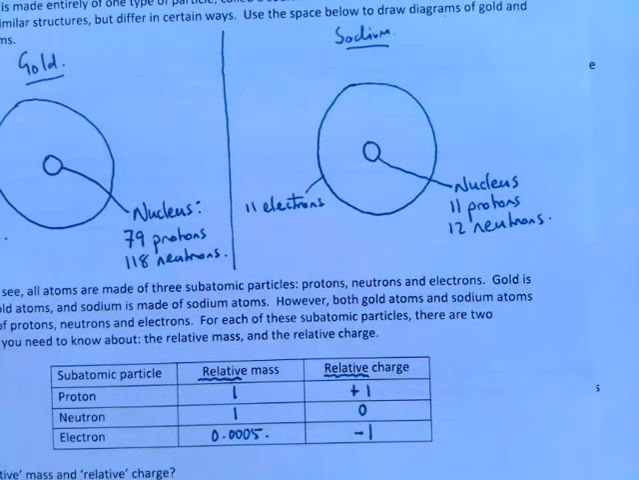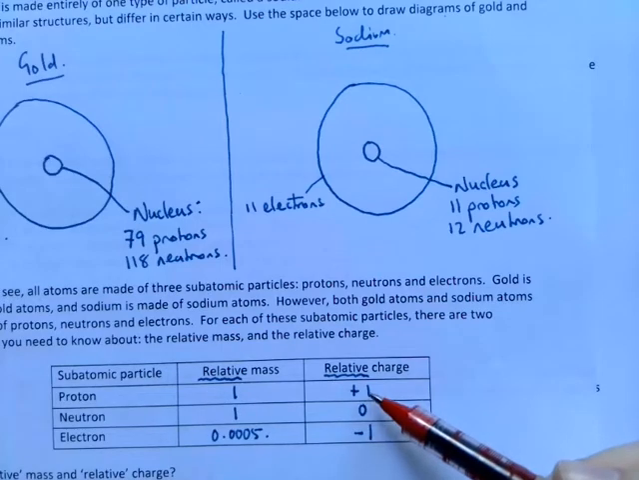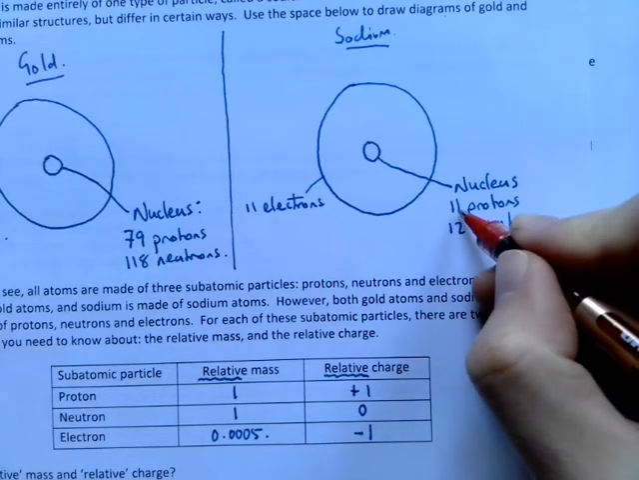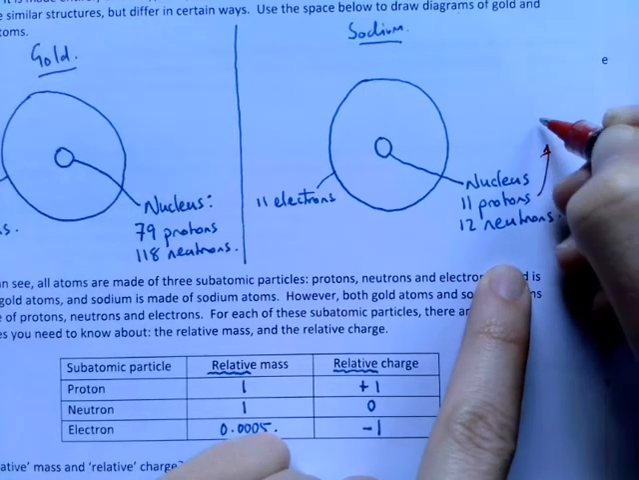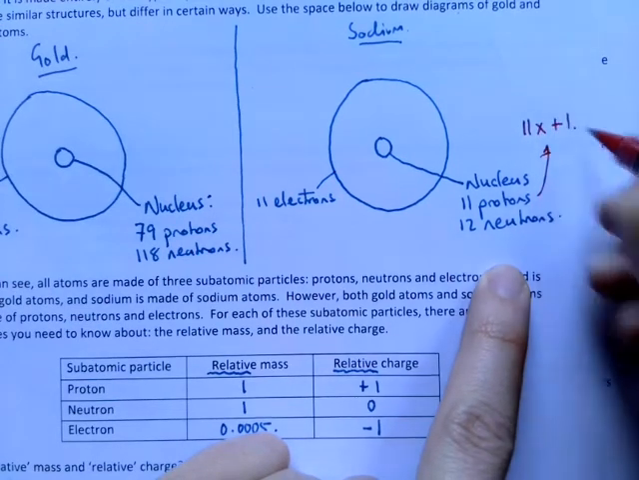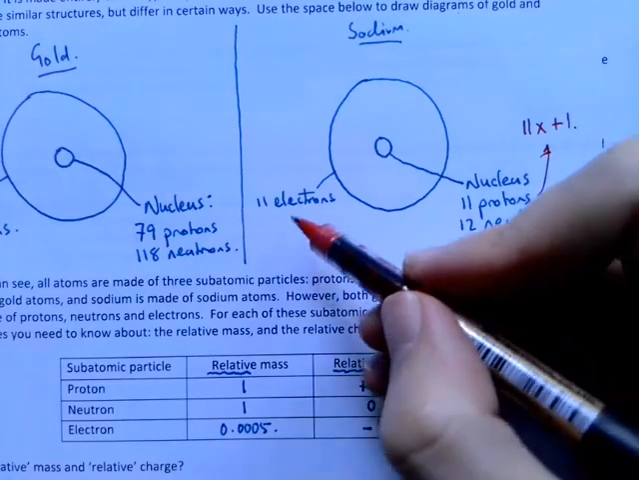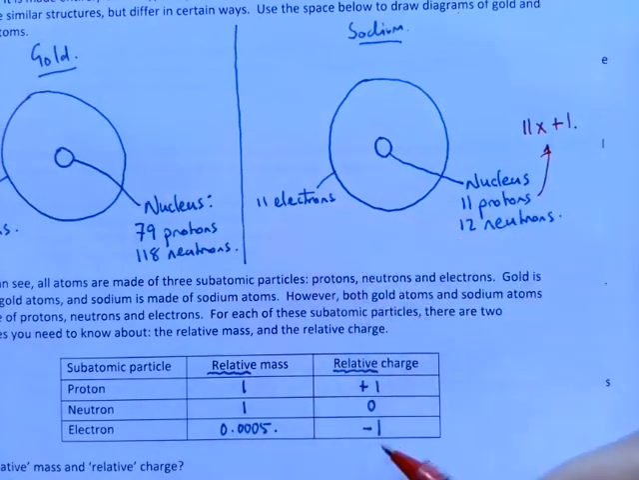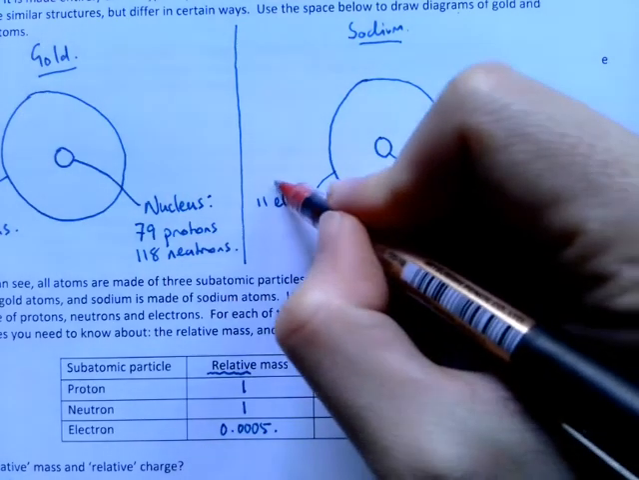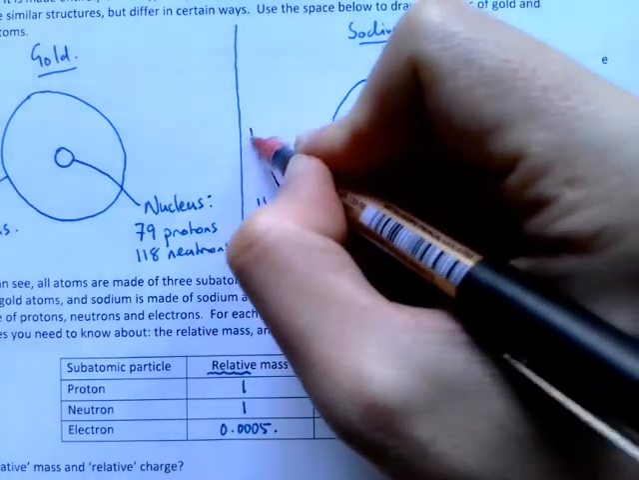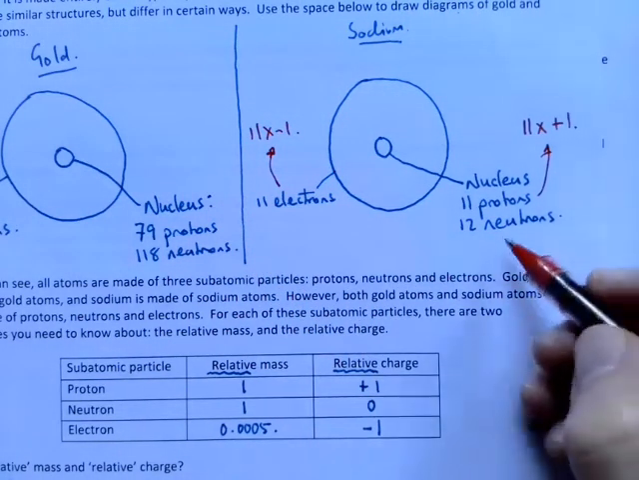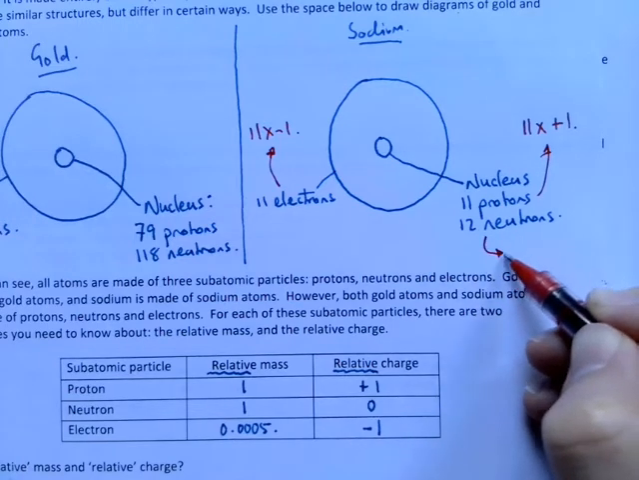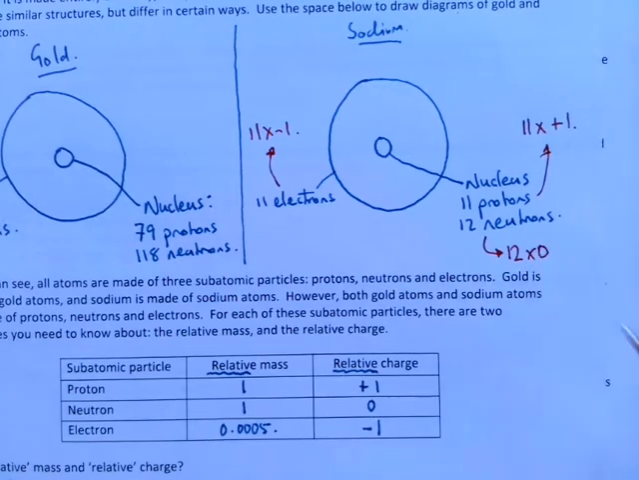What is the charge on a proton? Well, the charge on a proton is +1. So all these 11 protons are 11 times +1. And what's the charge on an electron? Charge on an electron is -1. So all of these electrons are 11 times -1. Right? And the neutrons, well, the charge on a neutron is 0, so 12 times 0.